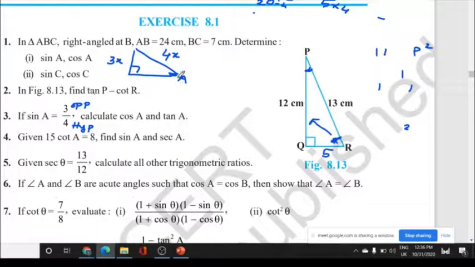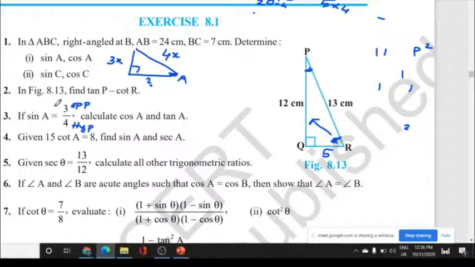What about the adjacent side then? Calculate cos A they have given. So we have to find the adjacent side. How will you find the adjacent side? This side, how will we find? Pythagoras. 4x square minus 3x square.